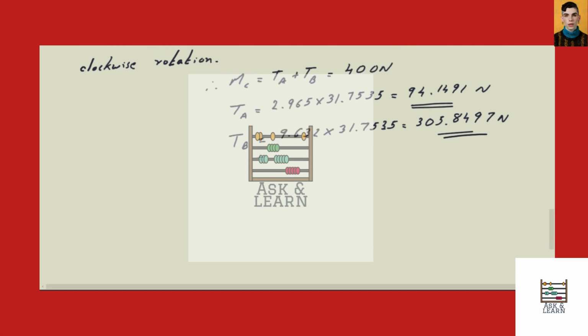Let's calculate the torque at point C also. The torque at point C will be the difference between the tensions times the radius. That is TB minus TA times R. We now know every value. Just substitute, and we will get it as 31.7550 Newton meter.